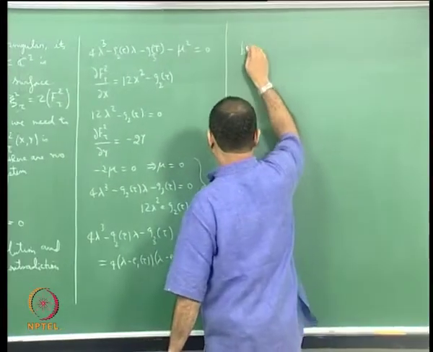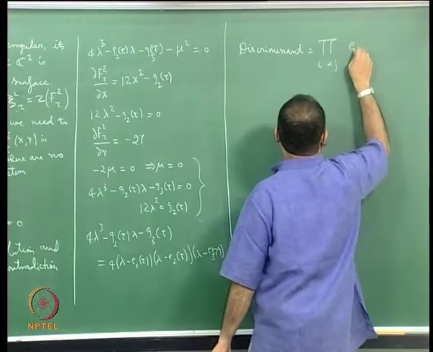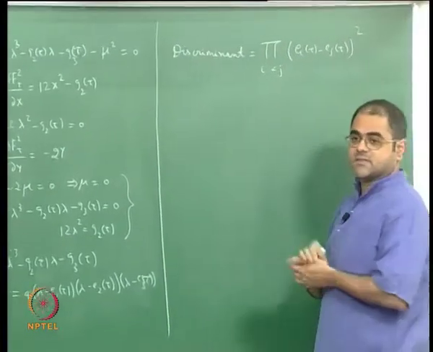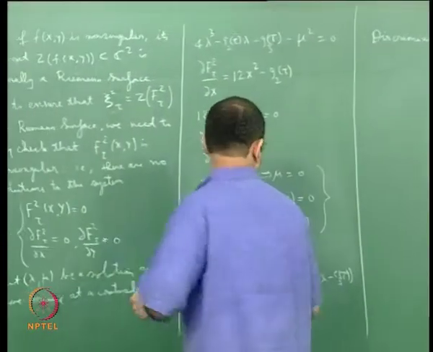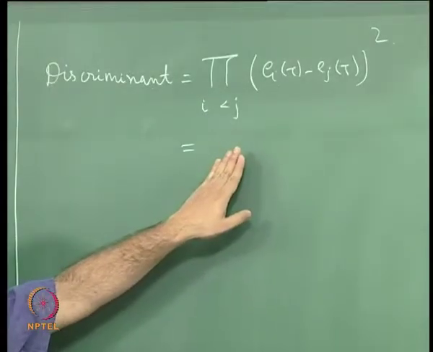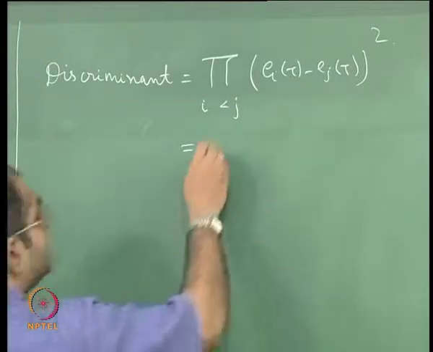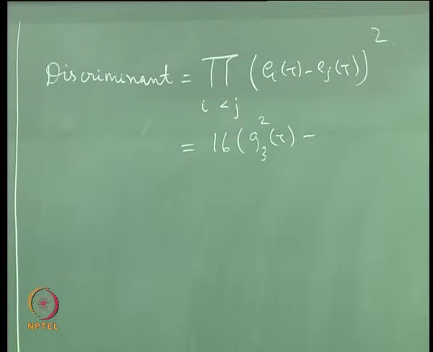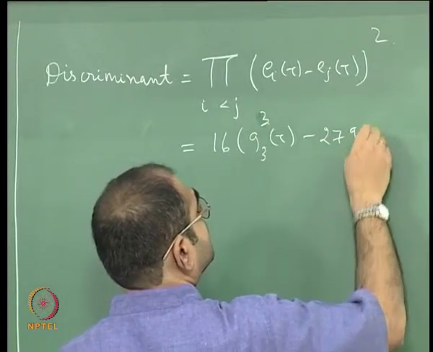Then you will find that the discriminant is just the product over i less than j of ei tau minus ej tau, the squares of the differences. You can check that when you compute this discriminant, it turns out to be 16 times g2 tau cubed minus 27 g3 tau squared, the whole thing.